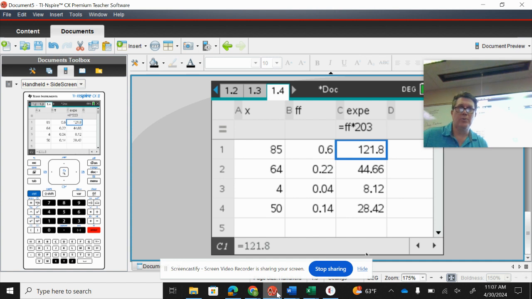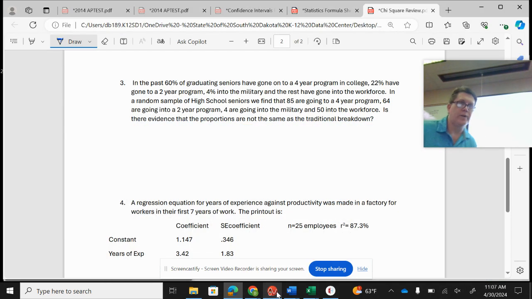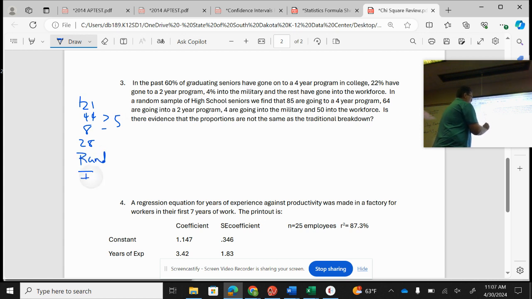Now we should write those down. I did a poor job on the first two of writing them down. I'm going to write them down this time. 121, 44, 8, and 28. All those are bigger than 5. So we're going to assume it was random, independent, and data are counts.